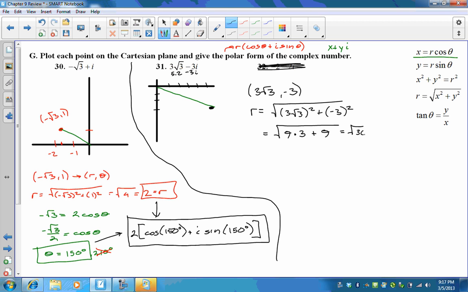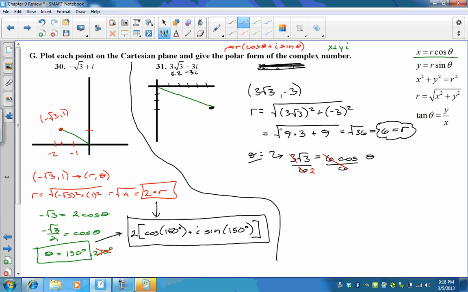And then I know that x equals r cosine theta. So x, which is 3 root 3, is equal to r, which is 6, because we just figured that out, times the cosine of theta. So now we're going to solve for theta right here. We'll divide both sides by 6. On the right side, the 6 is canceled, leaving me with only cosine theta. On the left side, 3 over 6 reduces to 1 over 2. So now I've got root 3 over 2 is equal to the cosine of theta.